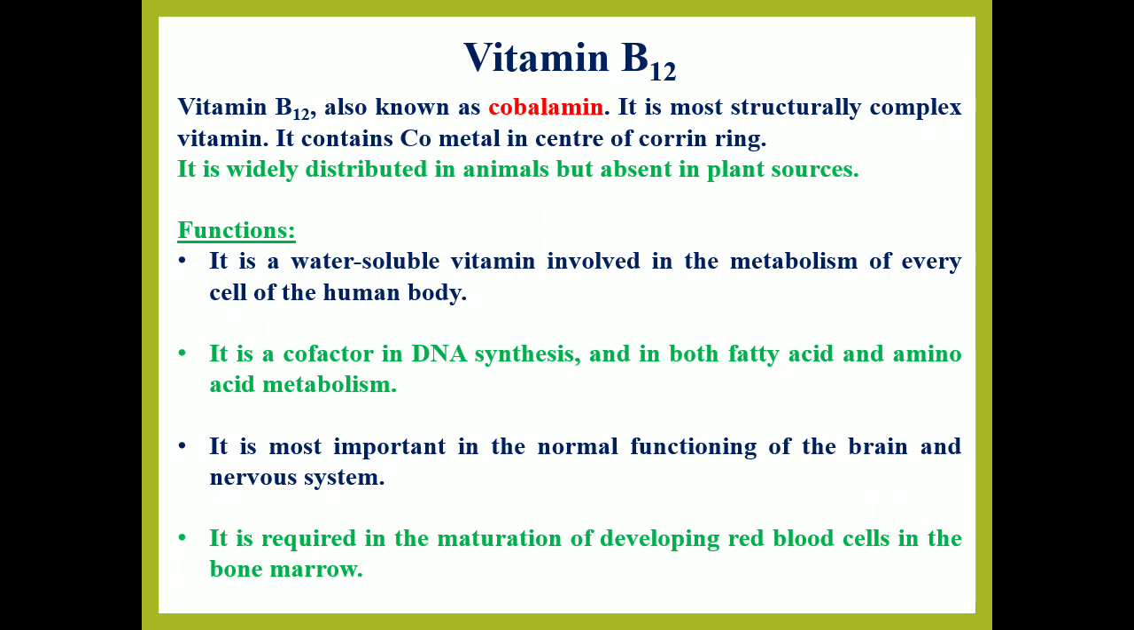Vitamin B12 is also known as cobalamin. It contains cobalt as a central metal ion. Its structure is very complex in nature. It is the first naturally occurring cobalt containing compound found in nature. It is widely distributed in animals but is not present in plant sources.